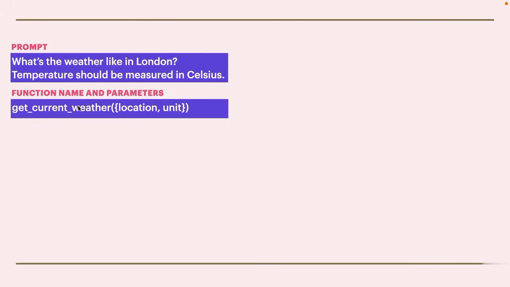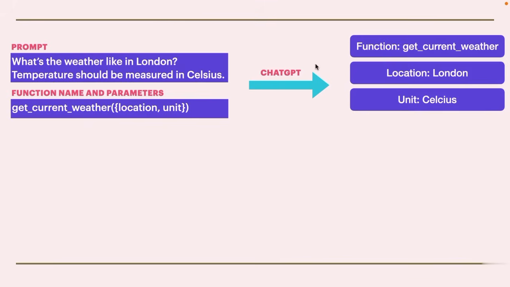This way, you are telling ChatGPT that you would need to use a function and that the model would need to extract some parameters for you to run that function. So what ChatGPT is going to do here is extract the parameters from your prompt, meaning the location and the unit. And then when you run the prompt through ChatGPT, you will get those parameters. So here the location is London and the unit is Celsius. And obviously the function is getCurrentWeather.